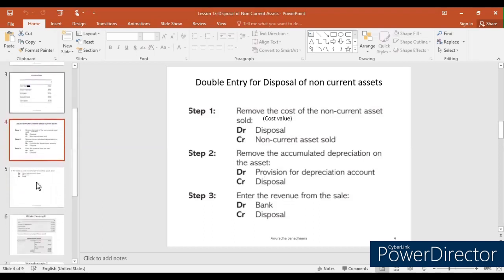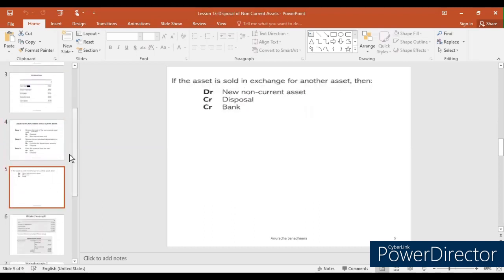Please remember, it's your duty to remember that. Now this is for advanced questions. If the asset is sold in exchange for another asset, as an example, you are going to buy another new car by selling or exchanging your car and paying some money to them. So the new non-current asset is the one coming to your business. The new car is coming to your business.